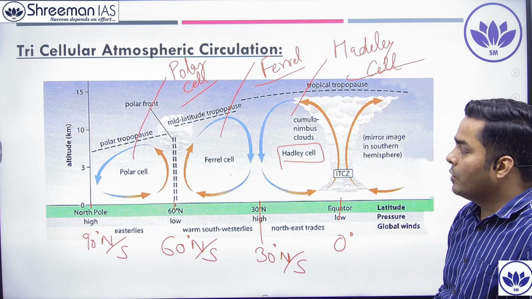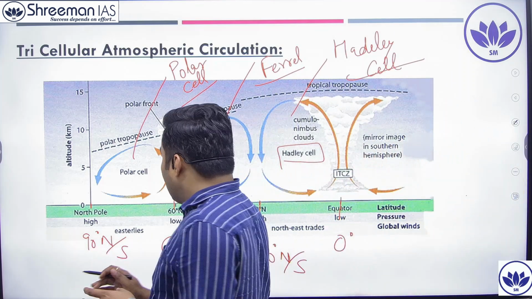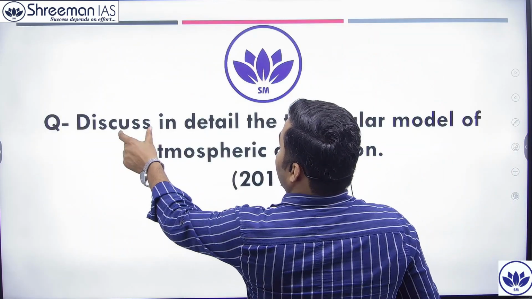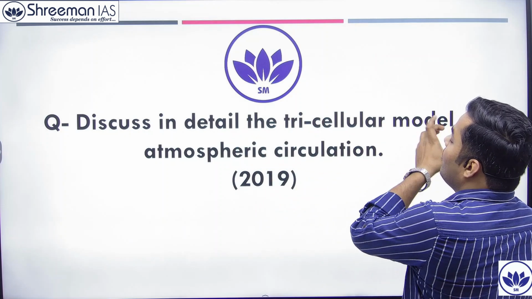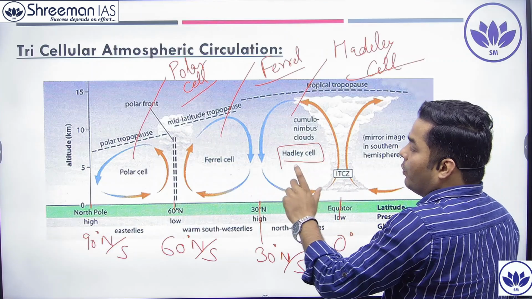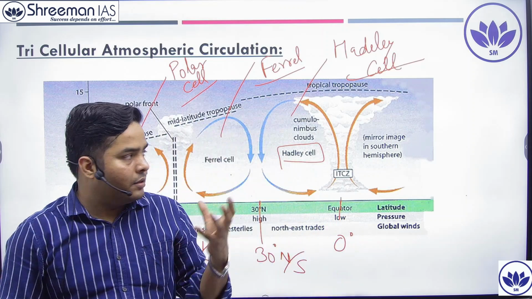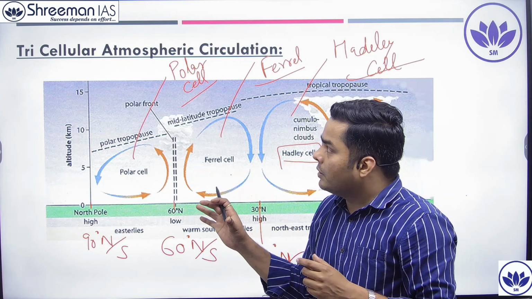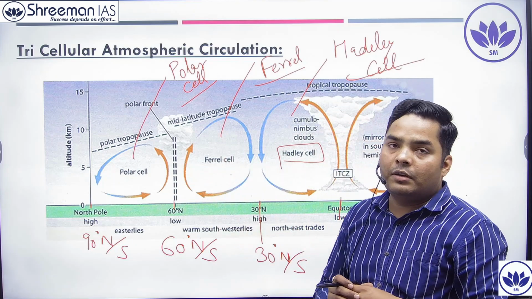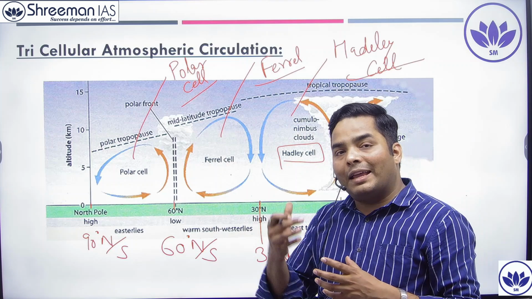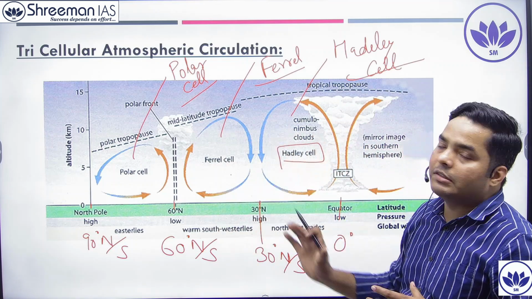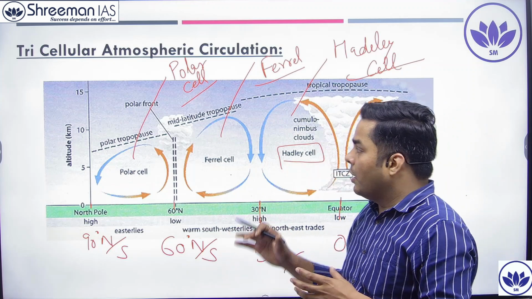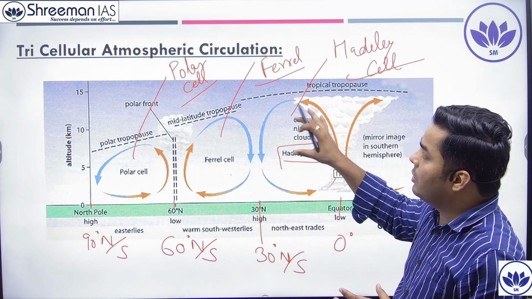So in this question, again you can check, the question is: discuss in detail the tricellular model. It means we should explain this diagram in detail, and in this tricellular atmospheric circulation we should also tell about the mechanism behind the formation of these 3 cells. So one by one we will try to explain and write down about these cells.